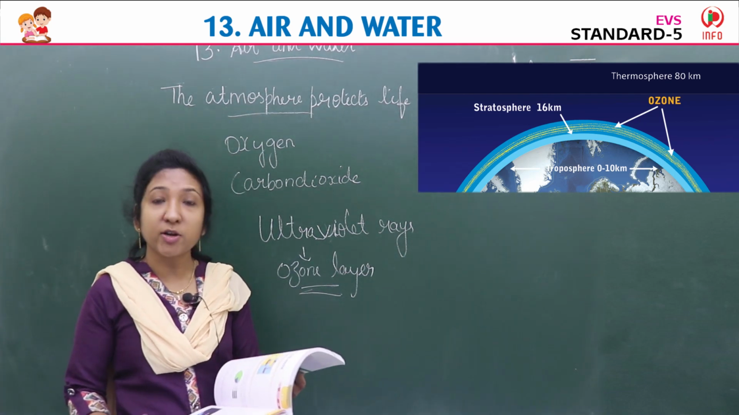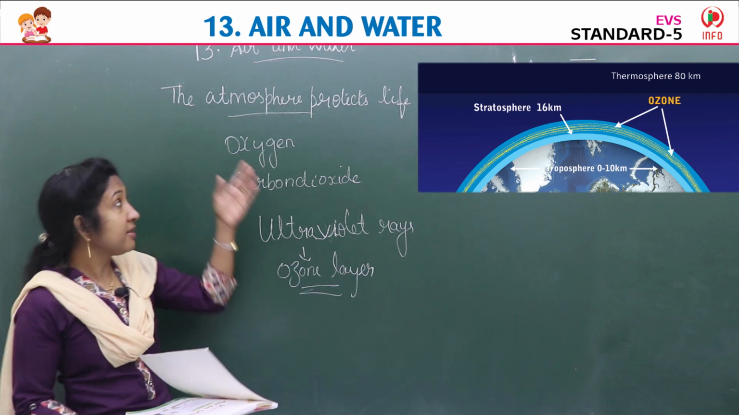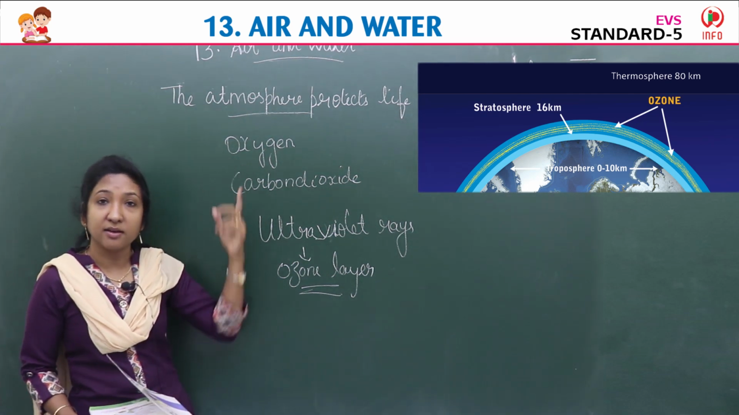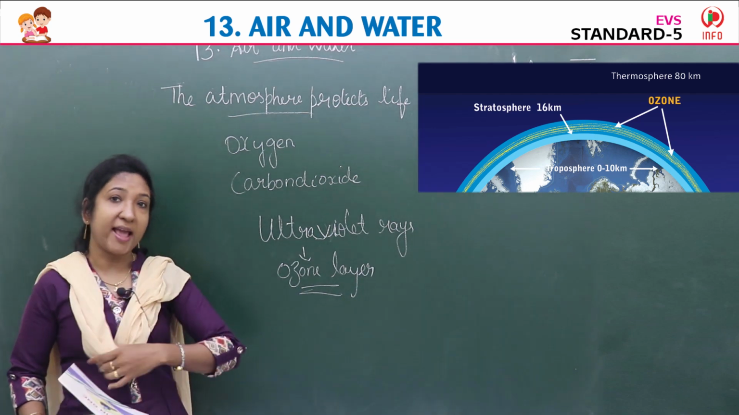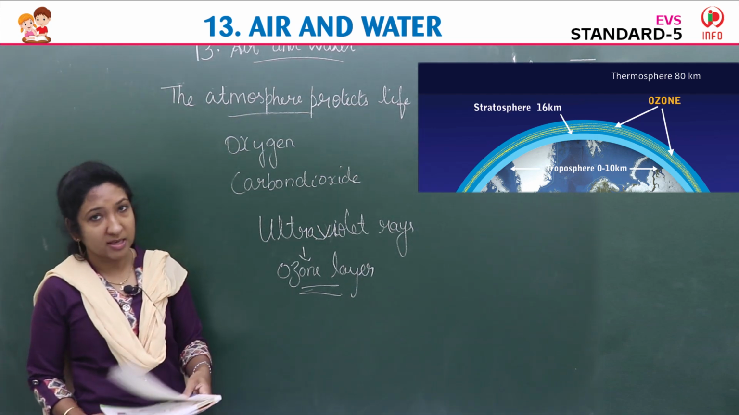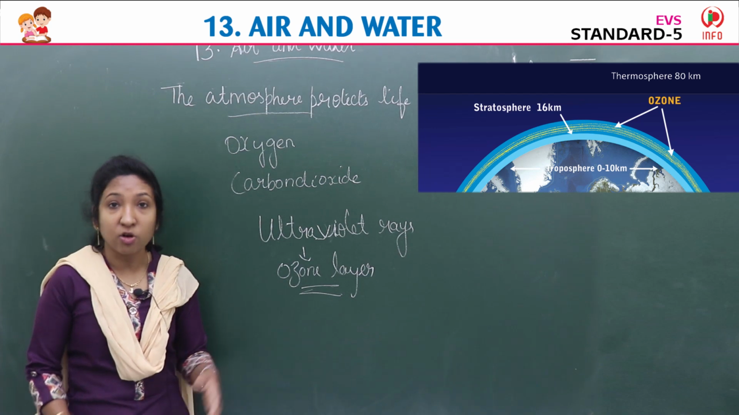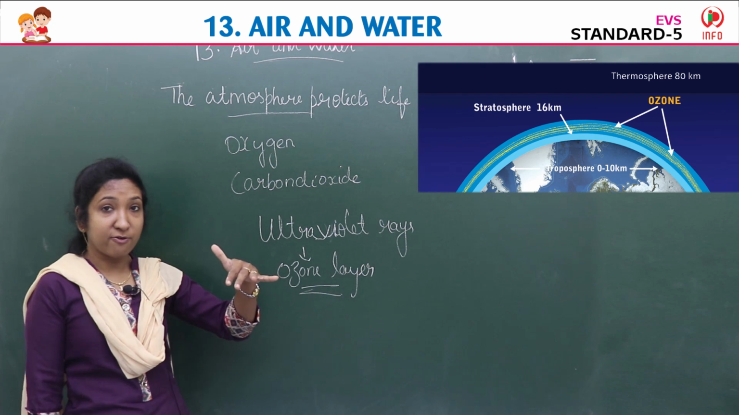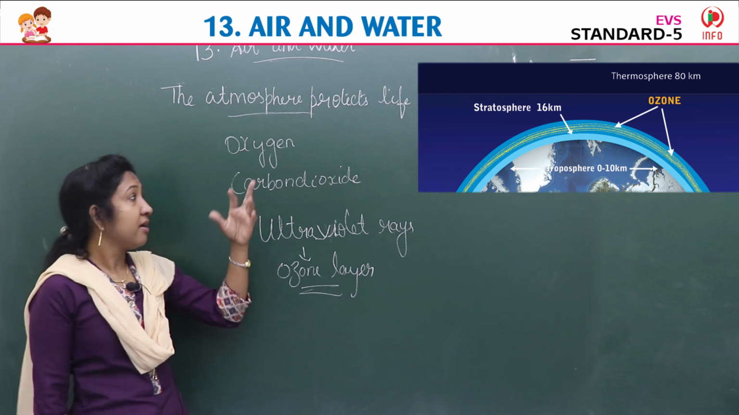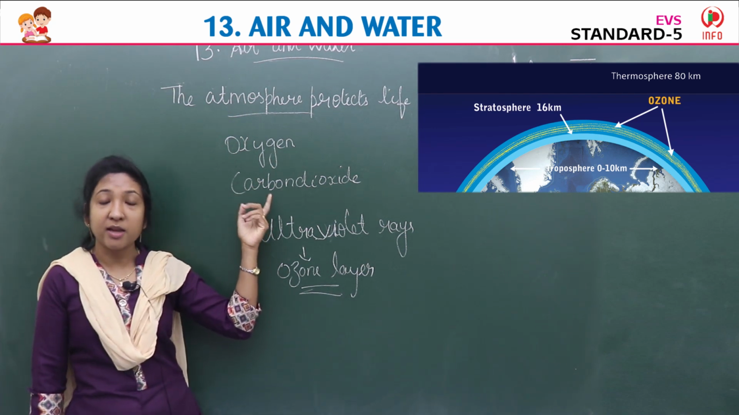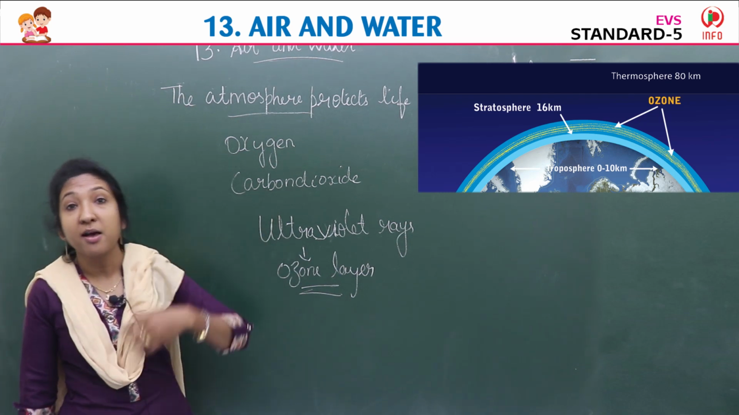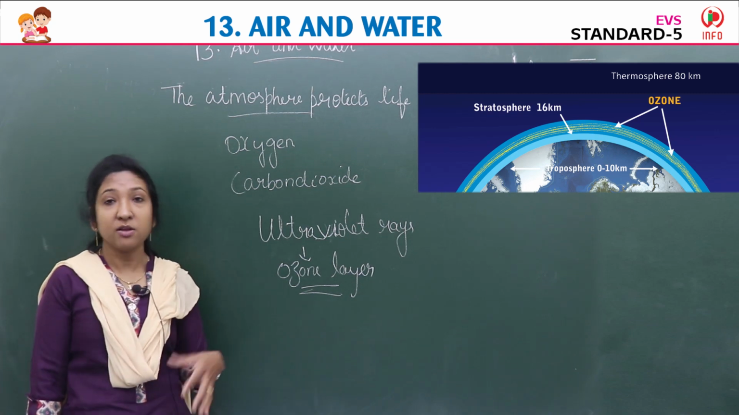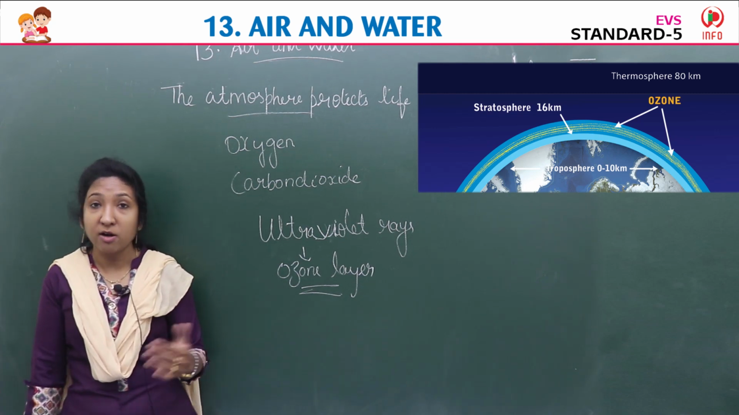So how does the atmosphere protect our life, children? It provides oxygen to us. All the living organisms on the earth need oxygen to support life. In order to breathe, we need oxygen. So by providing us oxygen, the atmosphere is protecting the life of all living organisms. Next, it gives carbon dioxide. The atmosphere provides carbon dioxide to the plants for making food for all the living things. Plants make their own food, isn't it?